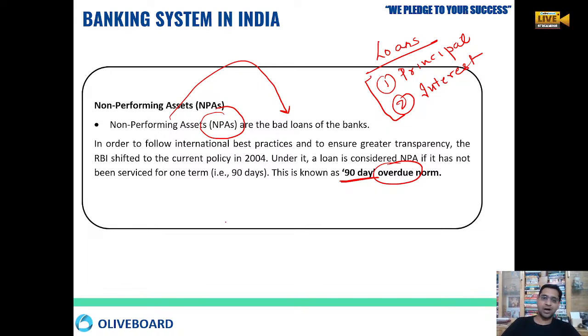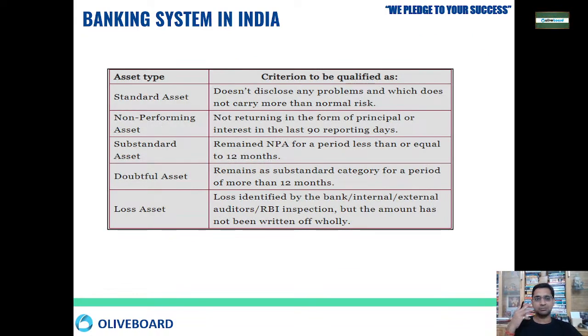मतलब 90 days तक या तो आपने 3 महीने तक इंटरेस्ट ना दिया हो या आपने उसका प्रिंसिपल अमाउंट ना दिया हो 90 डेज तक, तो वो आपका जो होगा लोन वो एनपीए की कैटेगरी में चला जाएगा. ओके, अब कौन कौन से क्राइटेरिया होते हैं? पहले होता है स्टैंडर्ड एसेट. Standard asset means they don't disclose any problem and they do not carry more than normal risk. Normal risk is everywhere, but they don't have any specific risk.